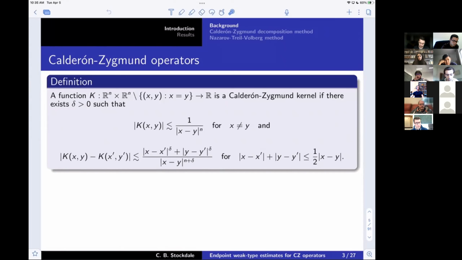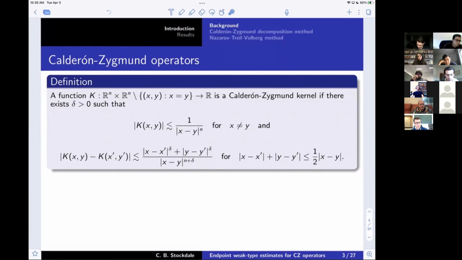It's singular, but we also impose this other condition where we can control the size of the difference of the kernel with different inputs here. The gain here is that we have some positive delta. And now instead of just having an n in the denominator, we have an n plus delta, which gives you a little bit of a gain. You have some higher integrability. And this is really a smoothness condition, because if we divide, say, by x minus x prime to the delta, that looks like a difference quotient on the left-hand side, and you're saying that the derivative is controlled.